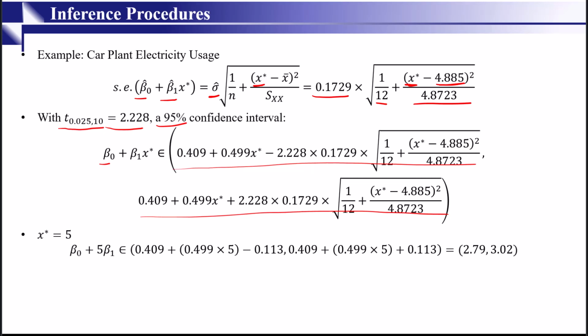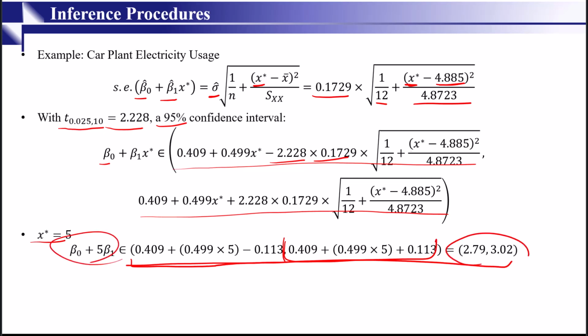That is 0.409 plus 0.499 x star, minus 2.228 times sigma hat times the square root of 1 by 12 plus x star minus x bar squared divided by sxx, and this one plus this value, right? Then if x star is equal to 5, beta 0 plus beta 1 x star falls into this interval, right? Finally, we can say that this falls between 2.79 and 3. So this is the 95% confidence interval for x star equal to 5. We can conclude from this interval that with a monthly production of $5 million, the expected electricity usage is between 2.8 and 3 million kilowatt hours.